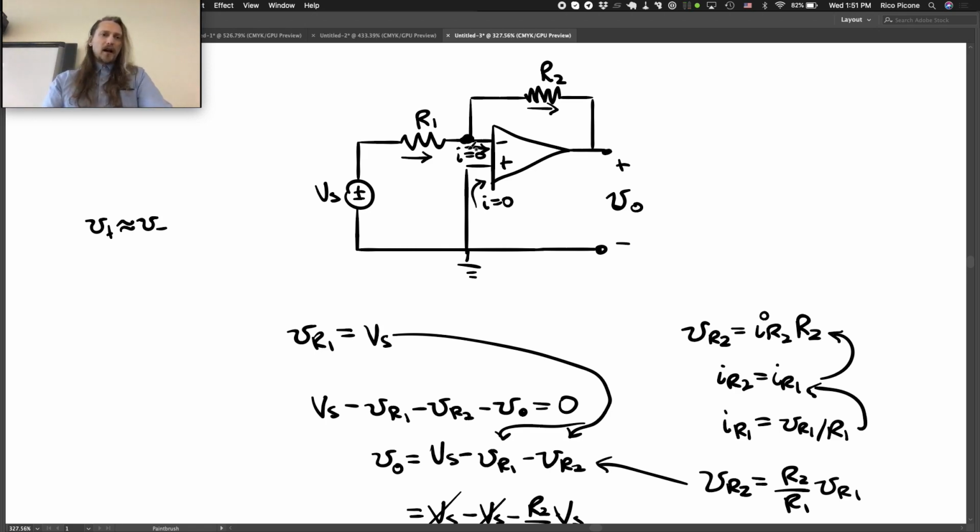If you want to, I would encourage you to try not making that assumption and instead using the elemental equation that says that V out is equal to a large open loop gain times V plus minus V minus, and go through your analysis and then assume that A is large. Okay? You should get the same result that you get with this method. Okay? All right. That's all for this example.